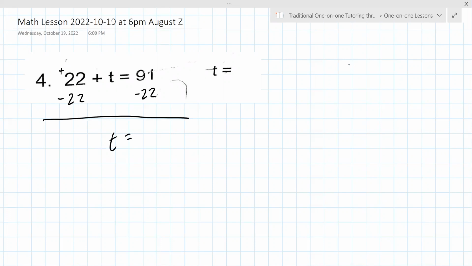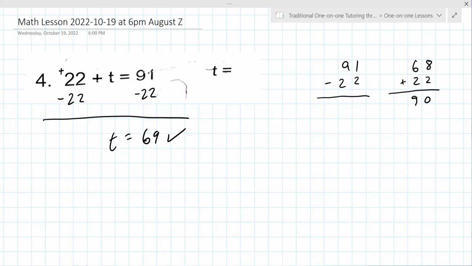You have an answer for me? I got 68. It cannot be 68 because the 8 and the 2 don't get back to the right answer. So if I add them up, you'll see that that ends up being 90. Oh yeah. So 69. 69, yeah, perfect.